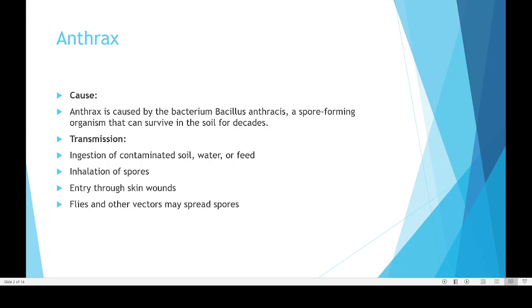Then entry through skin wounds. Earlier I showed you how the wounds are created by anthrax. Then flies and other vectors. Sometimes house flies or other types of flies can sit on the body of cattle, and through that also there is spreading of anthrax. So this is regarding the spreading of anthrax.